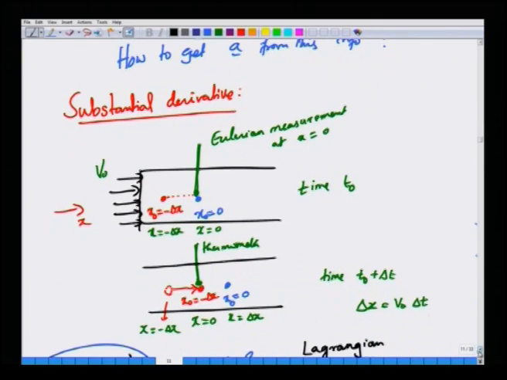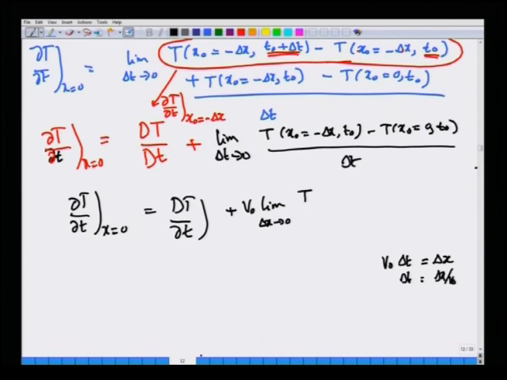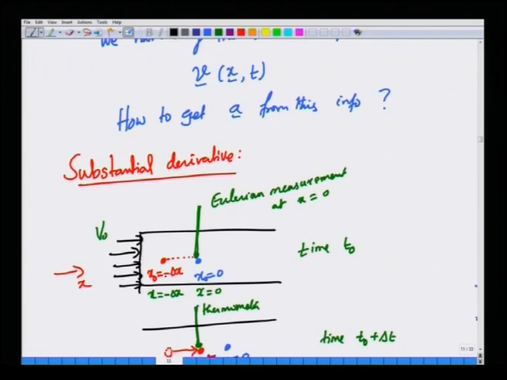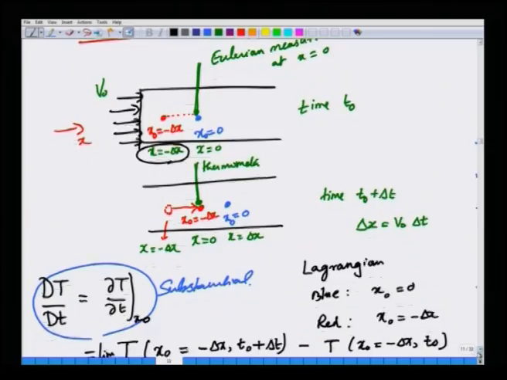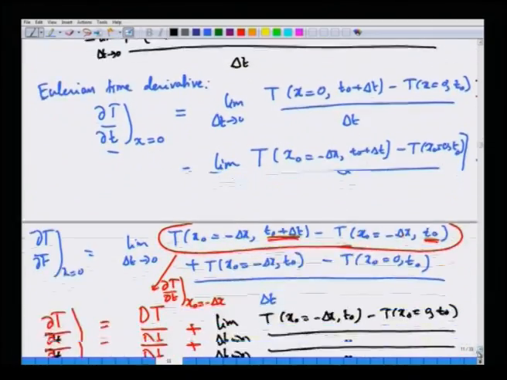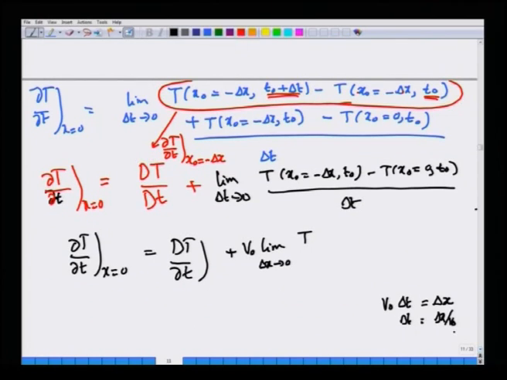So, let us go to the figure. x naught is minus delta x at time t 0 corresponds to the Eulerian location x equal to minus delta x. So, I am going to write this as T at x equal to minus delta x at time t 0, minus T at x naught equal to 0 at time t 0, which is T at x equal to 0, time t 0.